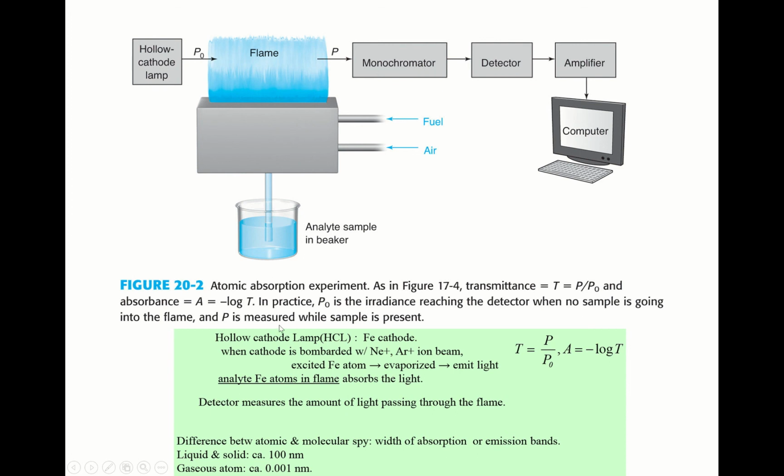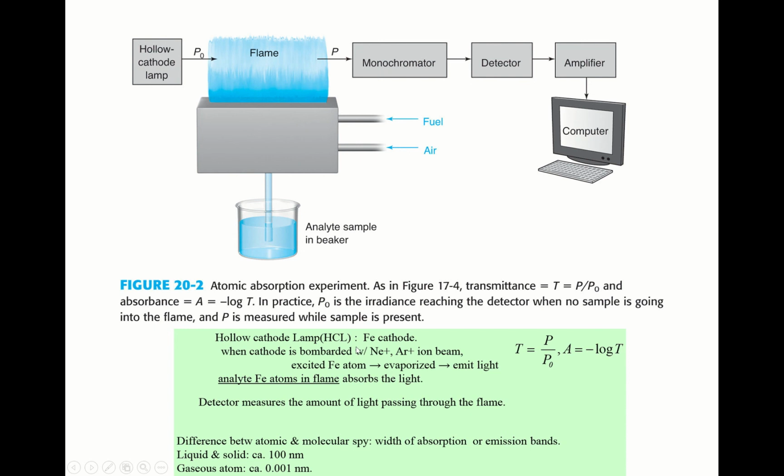Here's an example. Look at this one. Here you can measure the transmittance, but usually people measure absorbance. These equations are the same as in ordinary optical spectroscopy. You measure absorbance: A equals minus log T.